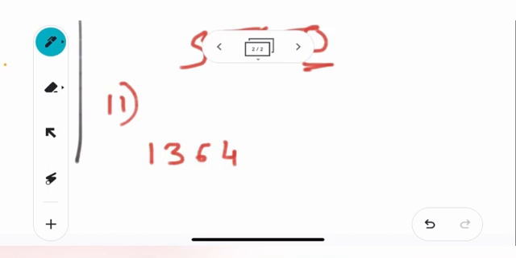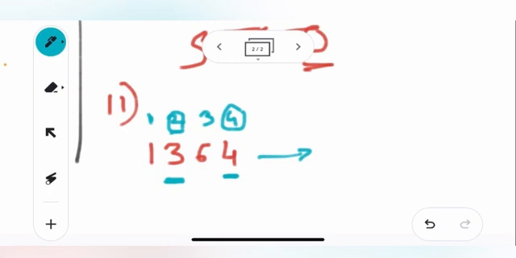Pay attention. What you have to do is take the sum of the digits in the even places. Suppose this is 1, this is 2, this is 3, and this is 4. Now 2 and 4 are in even places, so I'll take the sum of these, that is 3 plus 4.